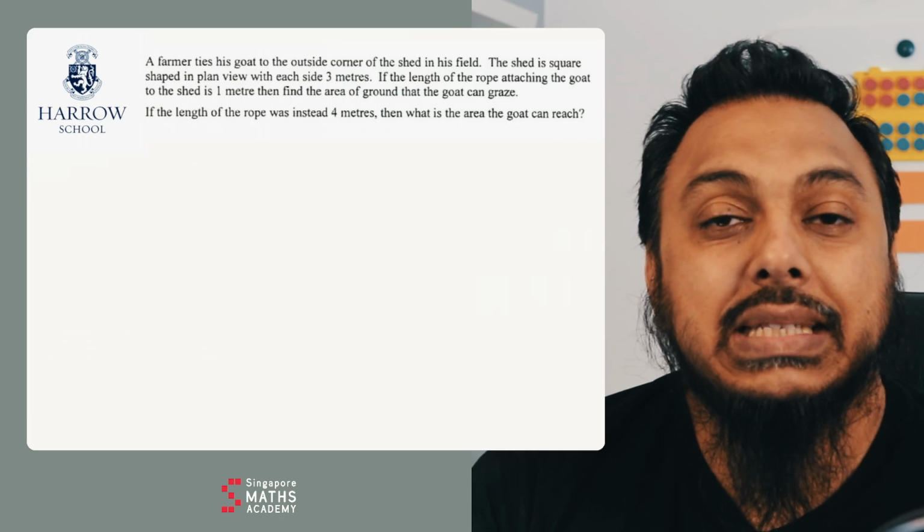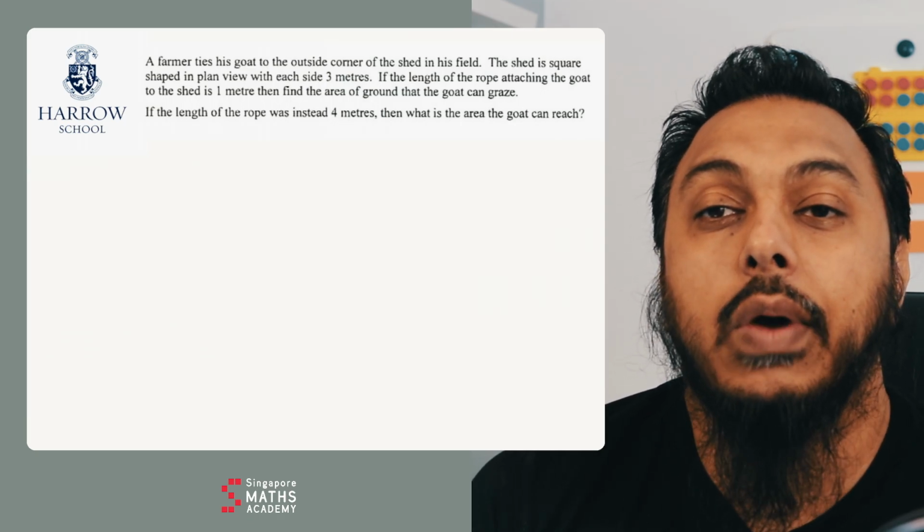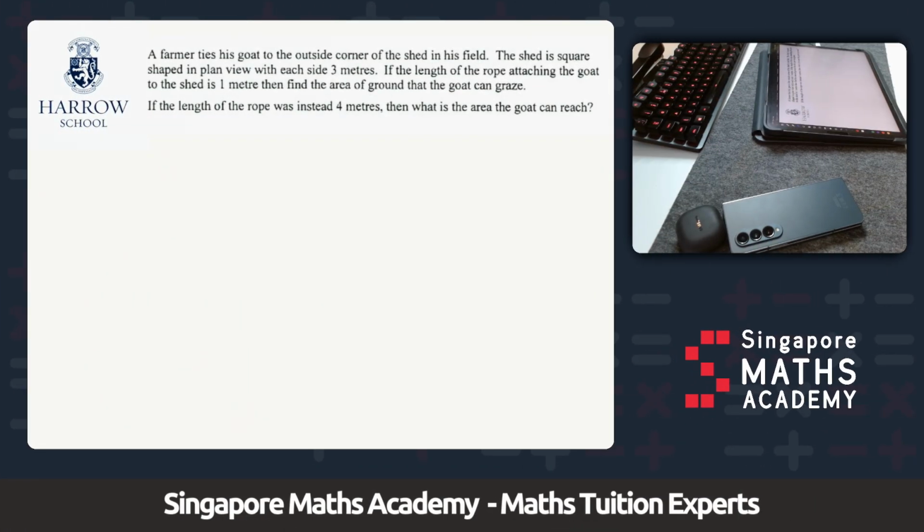This is another 13 plus entrance exam question found in Harrow School's maths paper. So it says a farmer ties his goat to the outside corner of the shed in his field. The shed is square shaped in plan view with each side 3 meters. If the length of the rope attaching the goat to the shed is 1 meter, then find the area of the ground that the goat can graze.